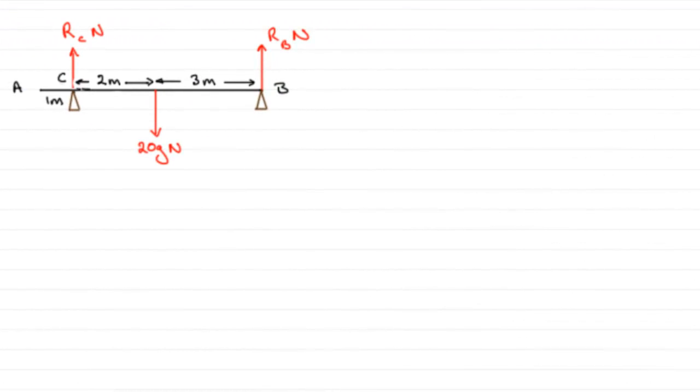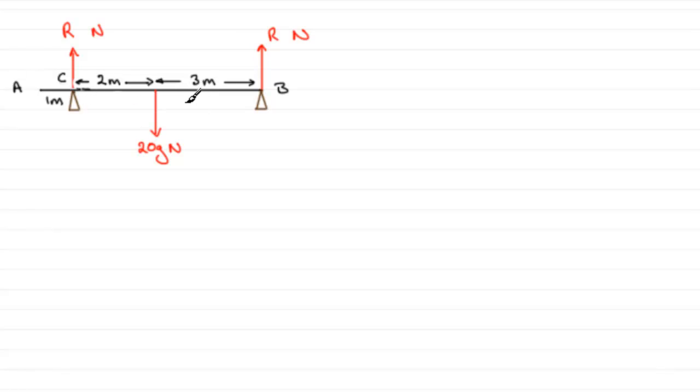Now in this last part of the question, we're told that a buoy of mass 30 kilograms stands on the beam at a point D and the beam remains in equilibrium. We're also told that the magnitudes of these two reactions are equal. And if they're equal, let's just get rid of these subscripts here. So we've both got them set now at R newtons. And what we've got to do is find out the distance AD.